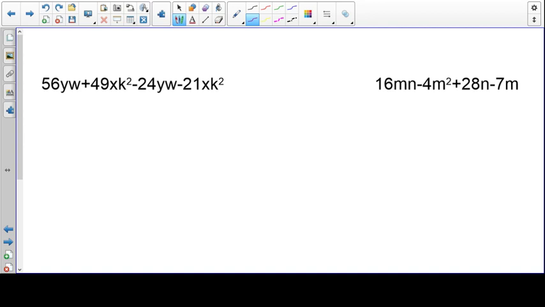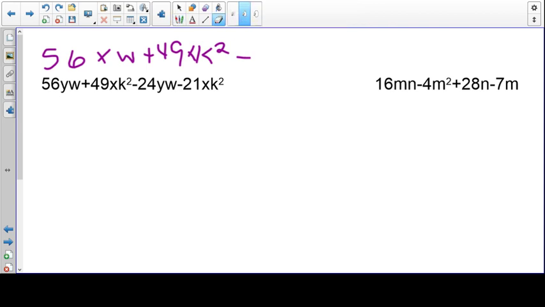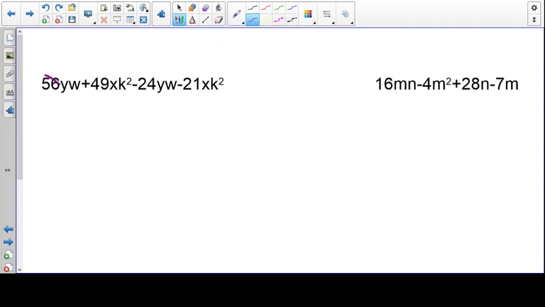I think I changed this on your notes. This is supposed to be 56xw plus 49xk squared minus... here, hold on, sorry. It's supposed to be 56xw.